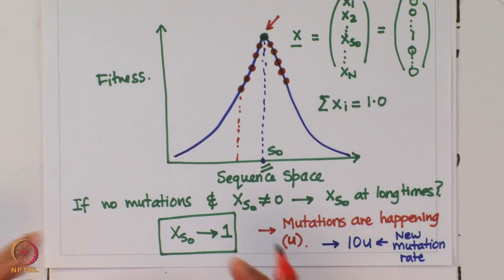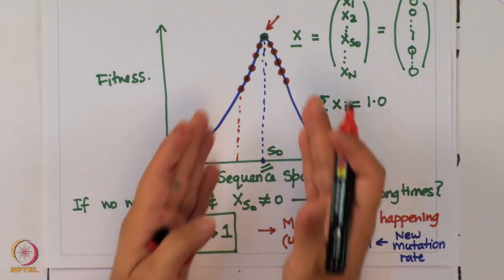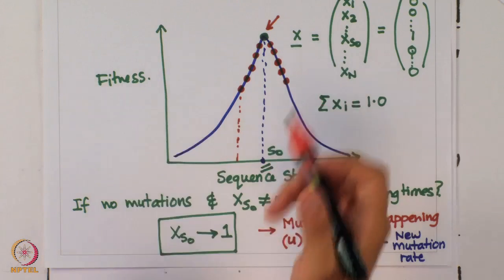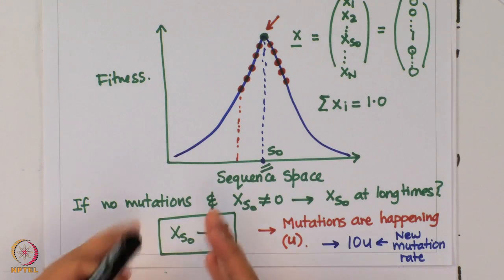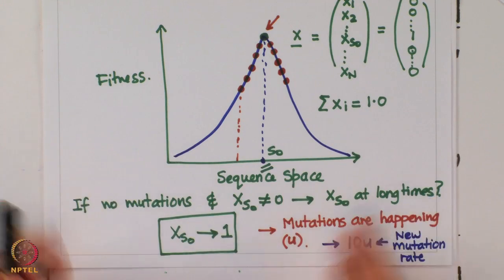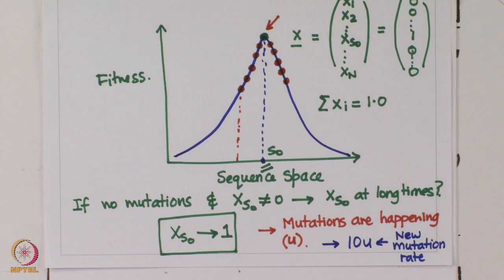And the idea being that as mutation rate increases, this peak where individuals are present at steady state would keep getting wider, and eventually we want to understand what happens if the mutation rate keeps on increasing like this. What is the eventual fate of the population?